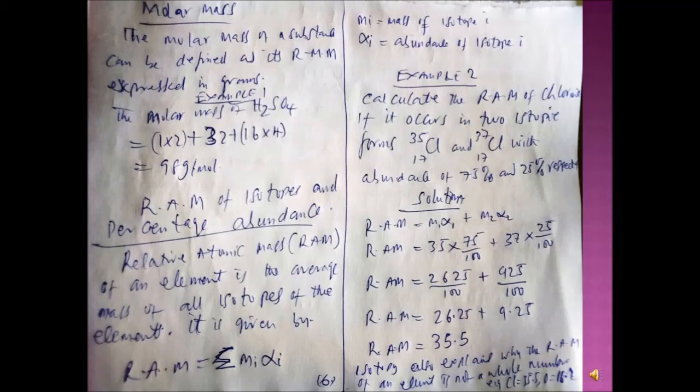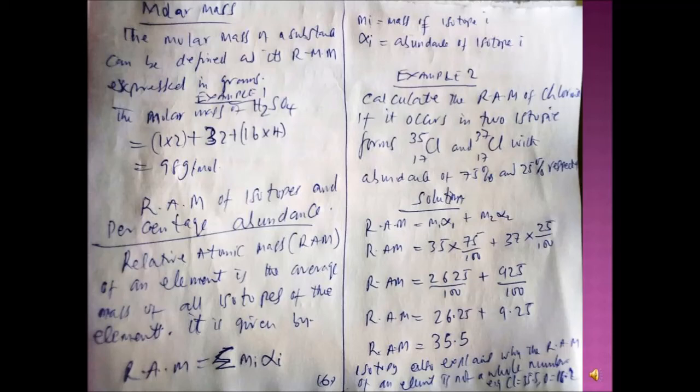Now, relative atomic mass, which is going to be designated by RAM, of an element is the average mass of all the isotopes of that element. It is given by RAM equals the summation of Mi, that is the mass of the isotopes, multiplied by the abundance of the isotopes.